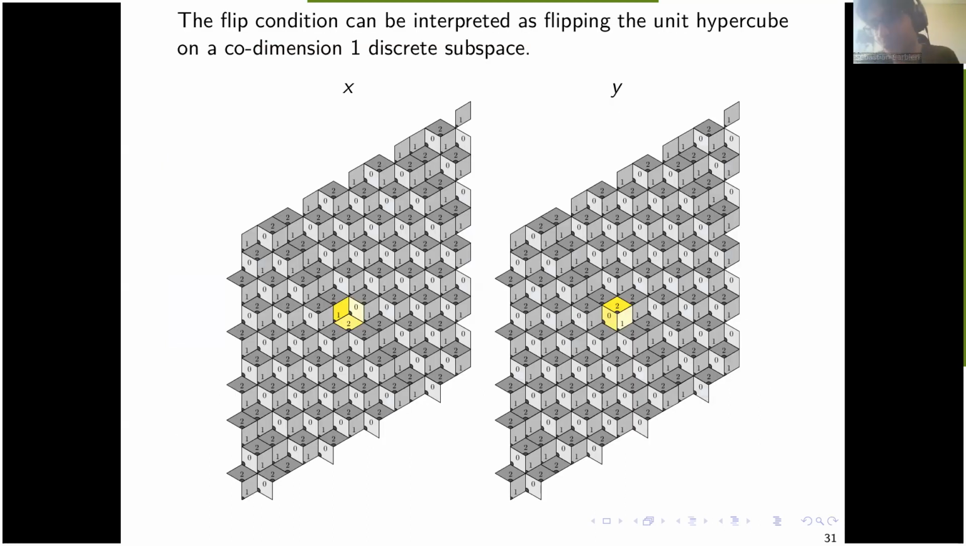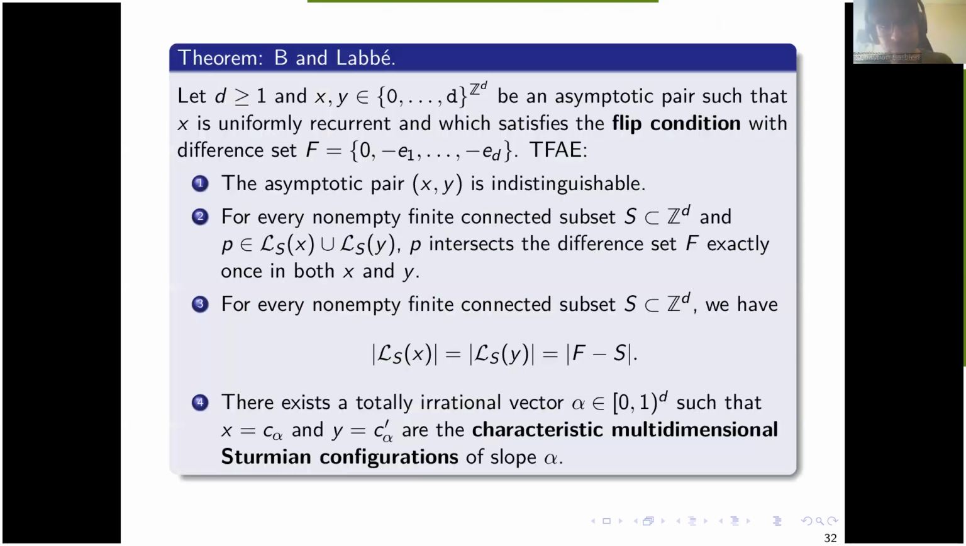It comes from geometry. You all know that these multidimensional Sturmian configurations are really coming from cut and project schemes. So what I'm really looking at here is just a discrete plane in the case of d equals 2. And what I'm going to see is that the cube at the origin gets flipped. And this flip condition is just combinatorially encoding all that information, that I'm flipping the hypercube at the origin. Okay, so there's some geometric interpretation behind this thing.